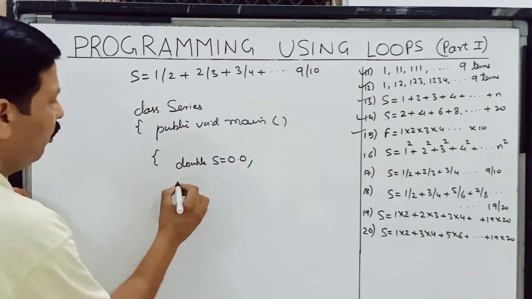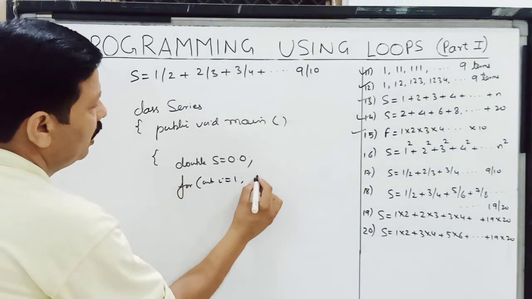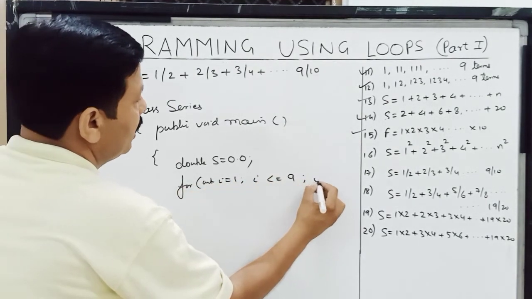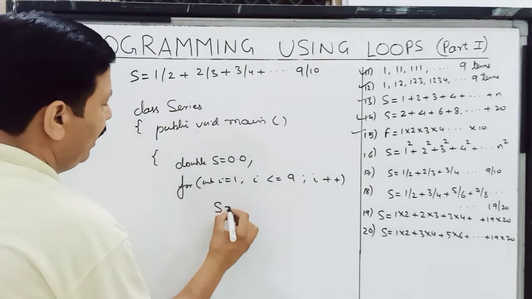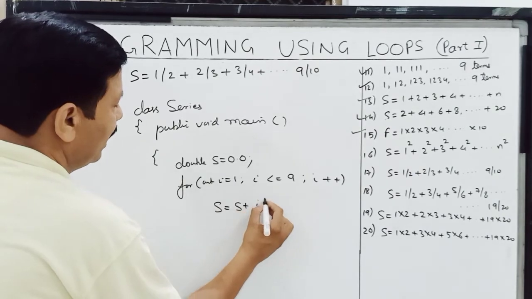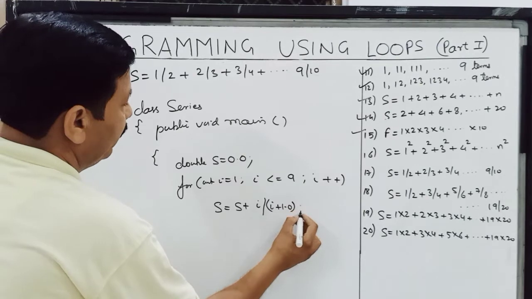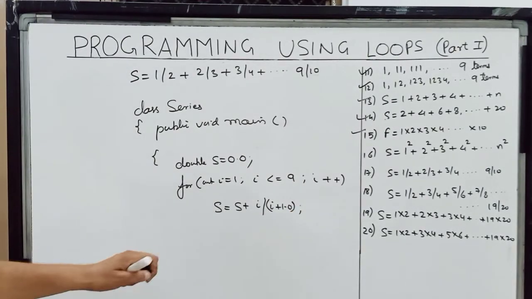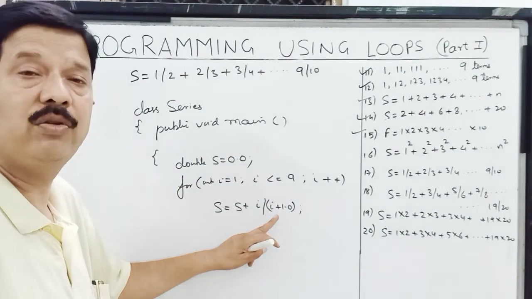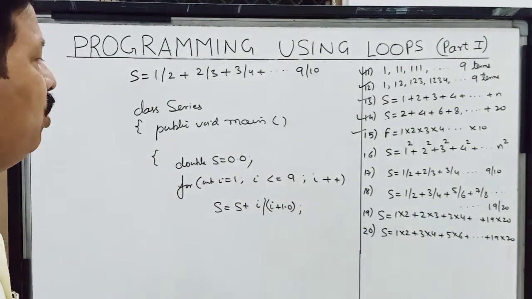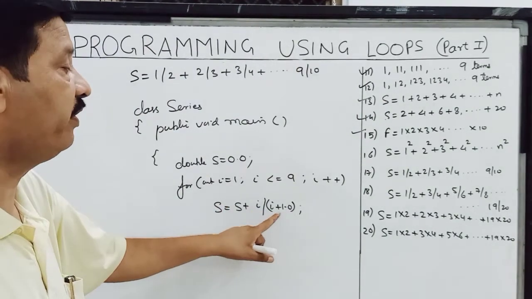Now children, for the loop I am saying for int i equal to 1, i less than or equal to 9, i plus plus, and here I am saying s is equal to s plus i divided by i plus 1.0. This is very important. If I say i plus 1, then integer division is going to give us a value 0. So what will it do? It is going to first change its data type.